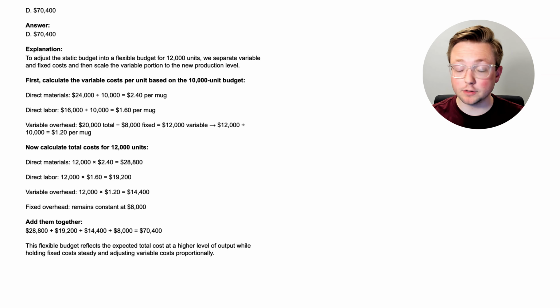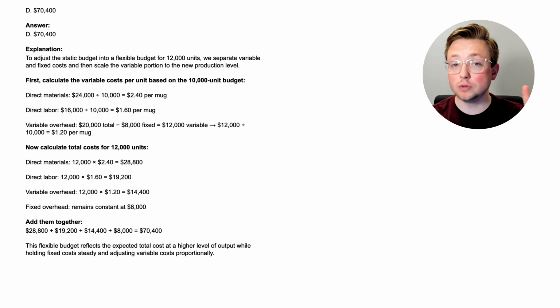First, you calculate the variable costs per unit based on the 10,000 unit budget. So the direct materials was $24,000 divided by 10,000 units. That's $2.40 per mug. Direct labor, $16,000 divided by 10,000 mugs. That's $1.60 per mug of direct labor. Variable overhead: there's a total of $20,000 overhead, but $8,000 of it is fixed. So $12,000 of the overhead is variable. $12,000 of variable overhead divided by 10,000 mugs is $1.20 per mug.